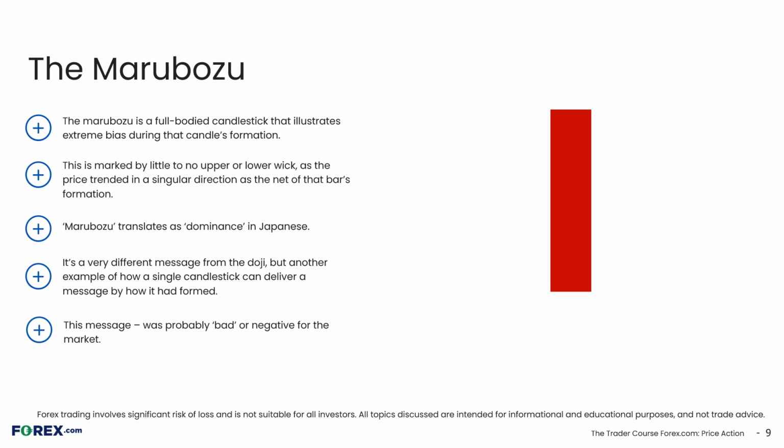Marubozu candles aren't as common as dojis, but these formations will often be approached with the aim of continuation when they do appear, driven by the premise that the trend was so strong during that bar's formation that it may continue on to the next bar.